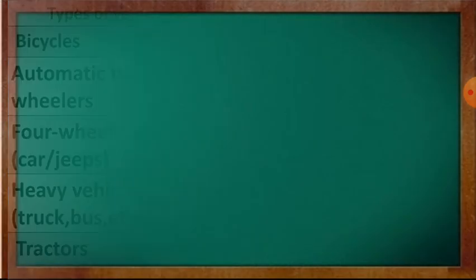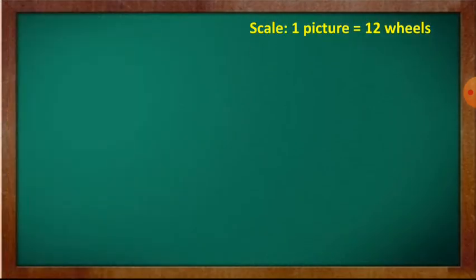Understood students? Then down, write the scale. Scale: one picture is equal to how many wheels? 12 wheels. Understood students? Now moving to our next question.